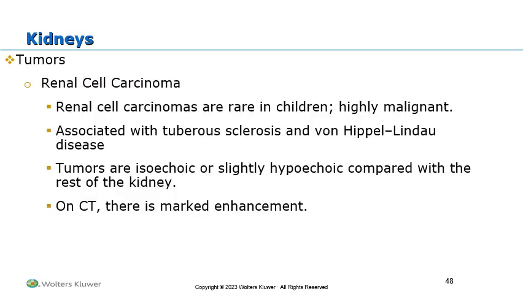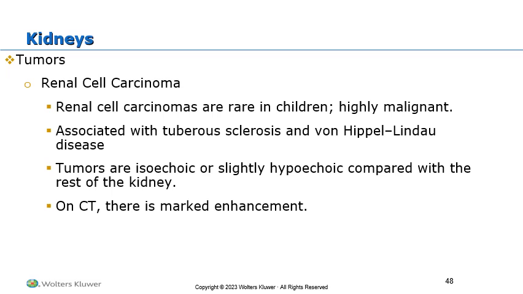Okay, then we have the renal cell carcinoma, which we know from adults. It's often abbreviated with RCC. These are pretty rare in children. They're going to be, of course, more common, one of our most common tumors in the adult kidney.